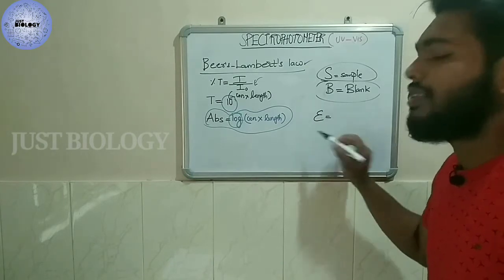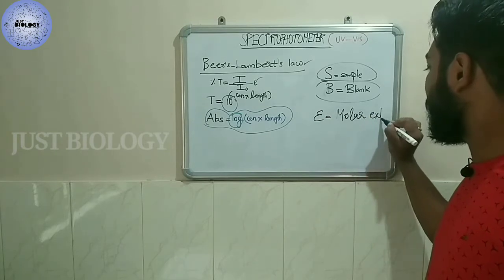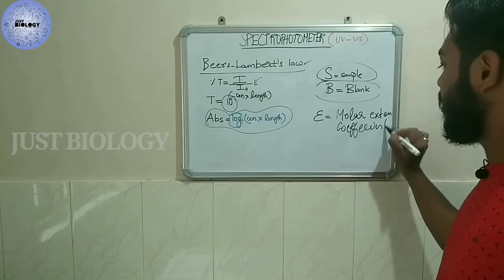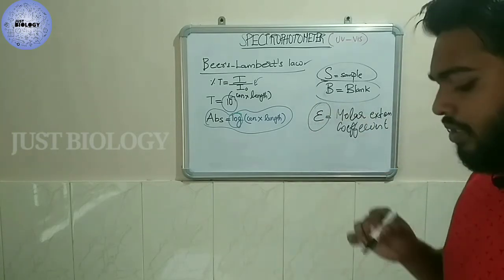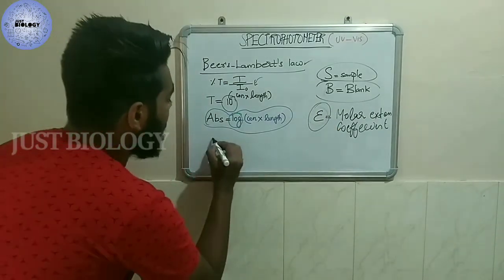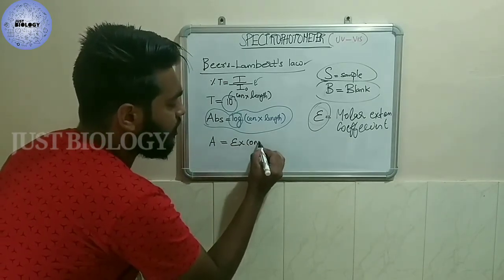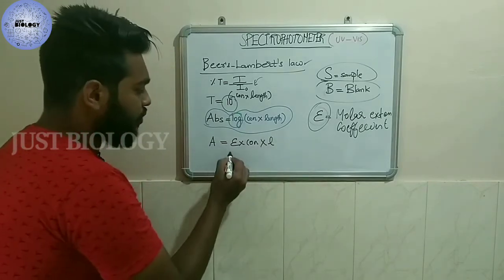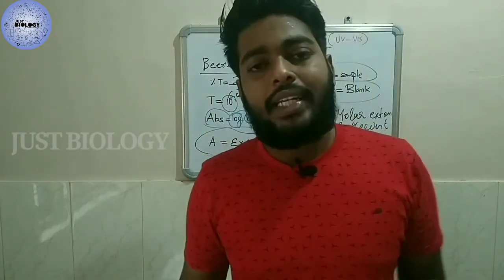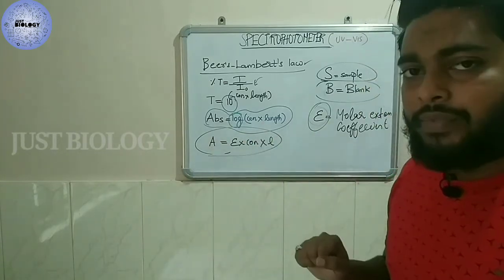So what is actually this epsilon? Epsilon is a molar extinction coefficient. If you reframe this equation with this epsilon, you will get absorption, that is A is equal to epsilon into concentration into the length. So A is equal to epsilon into concentration into L. This is what we get.